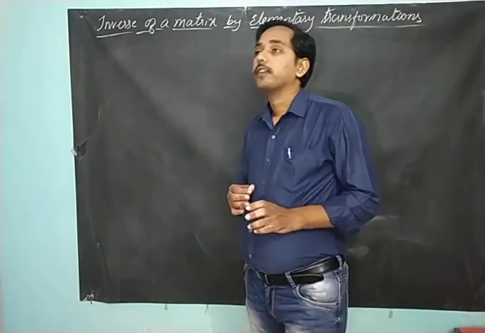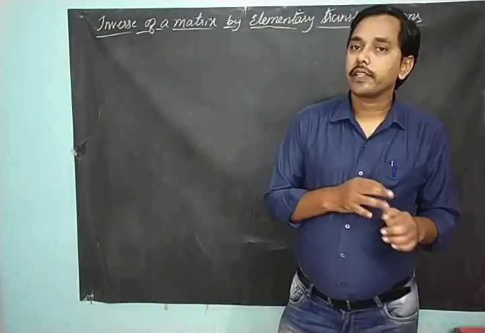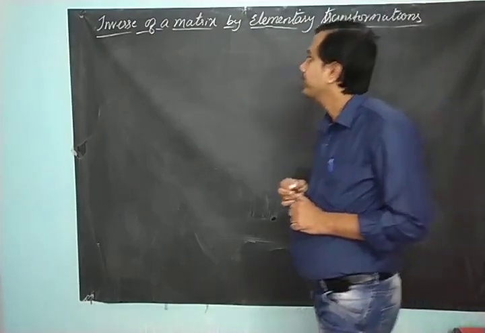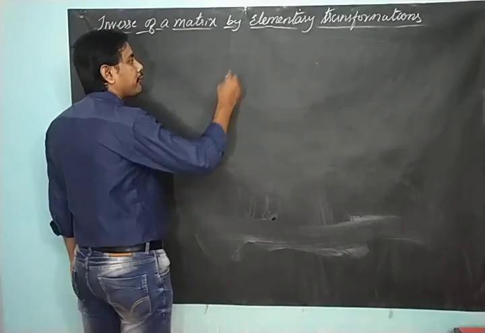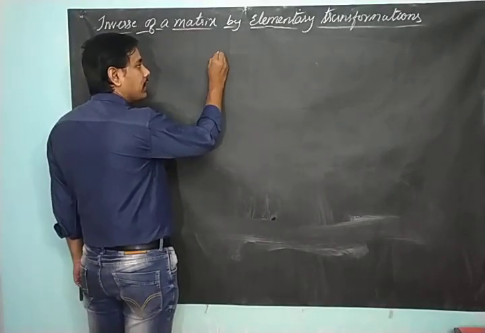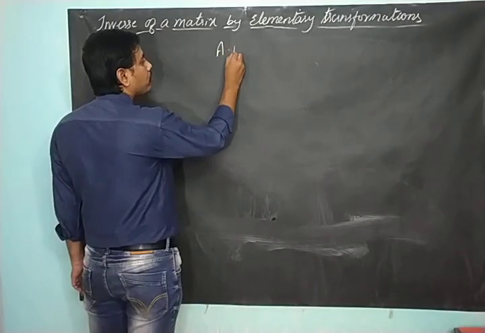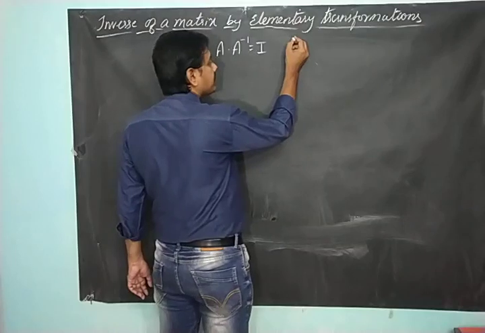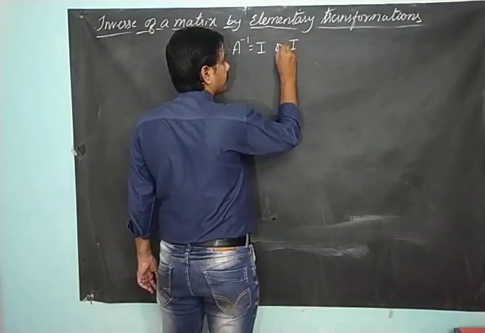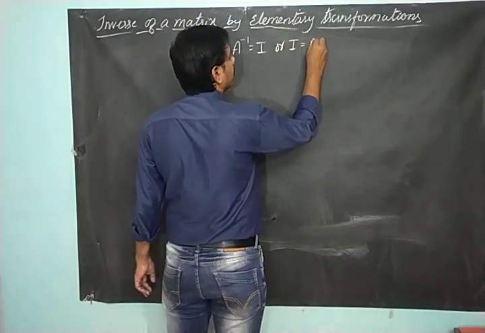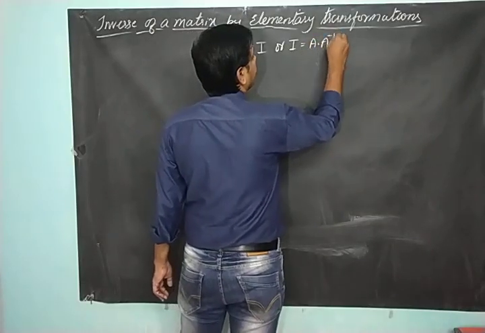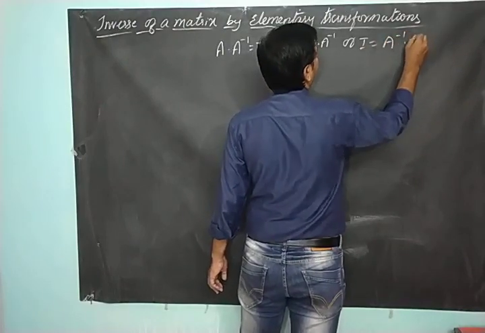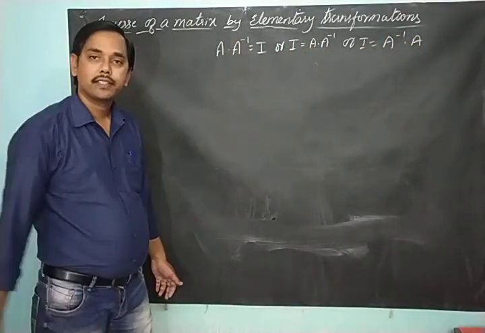So with that knowledge and the knowledge of the inverse of a matrix, we will see how to find the inverse of a matrix. When we speak about the inverse of a matrix, we know its properties and we also know the identity A into A inverse is equal to I, or this can also be written as I is equal to A into A inverse, or I is equal to A inverse into A. All are one and the same.